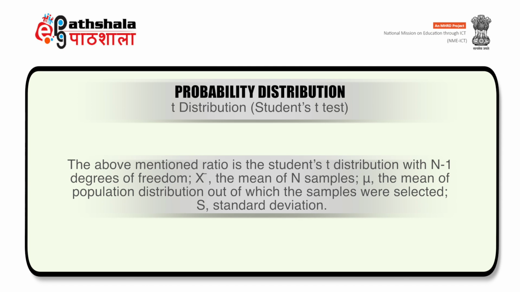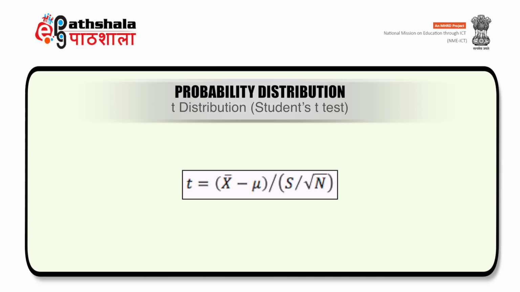The above mentioned ratio in the Student's t distribution, where n minus 1 depicts the degrees of freedom, x-bar is the mean of n samples, mu is the mean of the population distribution out of which the samples were selected, and S depicts the standard deviation, as you have seen on your screen.